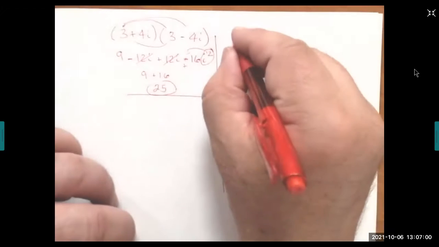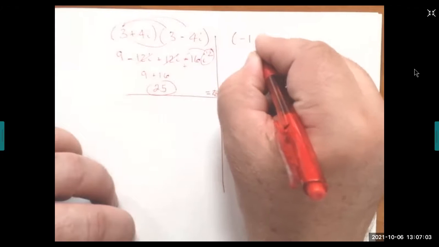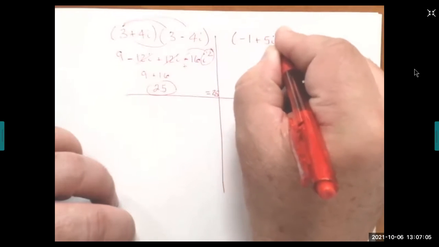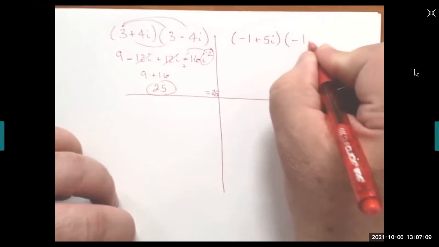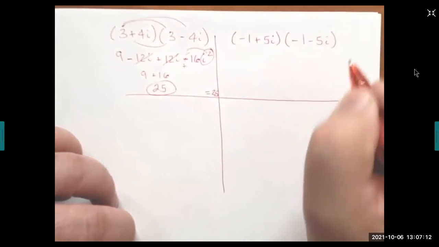Let's practice some more. Negative 1 plus 5i, negative 1 minus 5i.